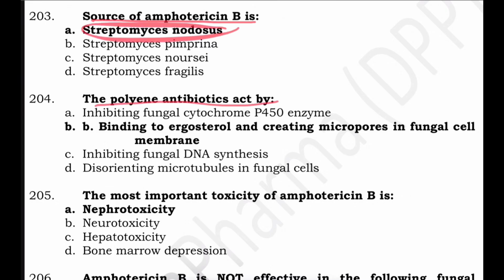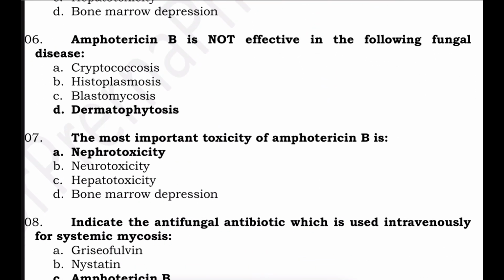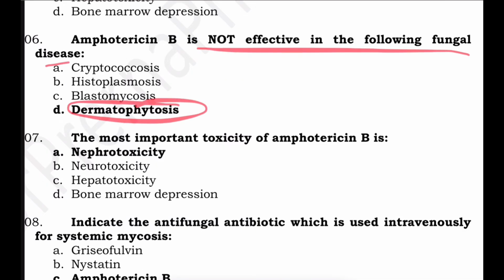The polyene antibiotics act by binding to the ergosterol and creating micropores in the fungal cell membrane, right? They have high affinity for the ergosterol which is present in the fungal cell membrane. The most important toxicity of amphotericin B is nephrotoxicity. Amphotericin B is not effective in the following fungal disease. It is not effective in dermatophytosis. In dermatophytosis, the antifungal amphotericin B is not given.